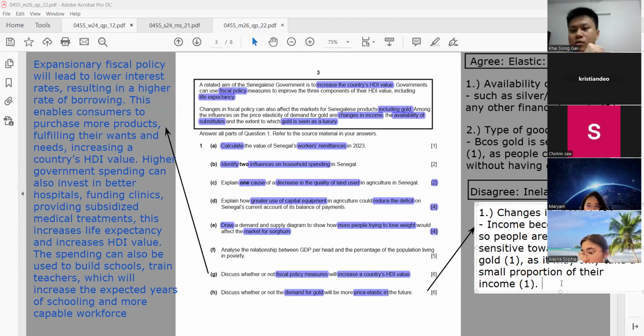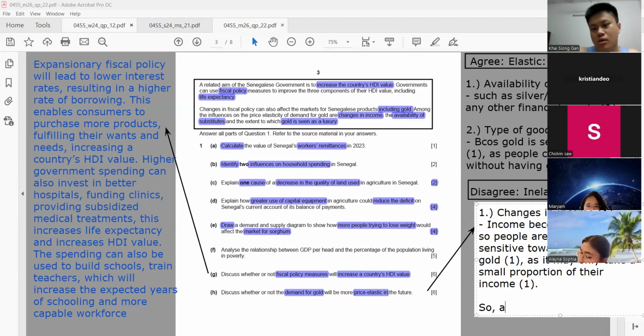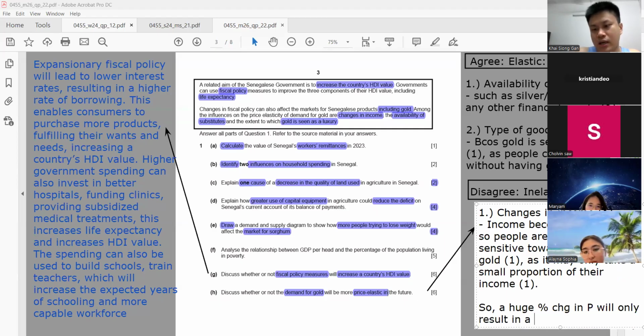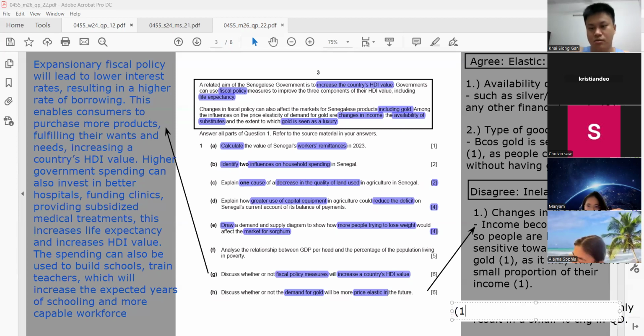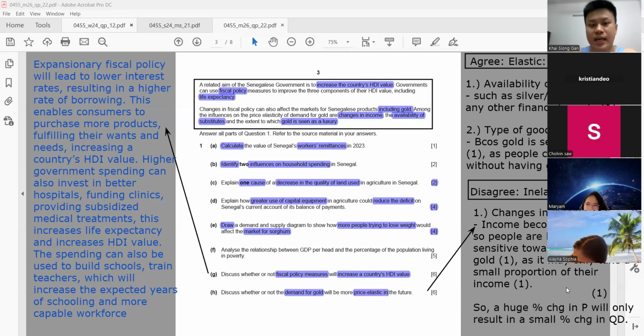So therefore, people are not price sensitive, right? You can explain a bit more. Hence, a huge percentage change in price will only result in a small percentage change in quantity demanded. Settle. Full marks, this one. Very good. Okay, done. Put 5 stars for this question. I want you to put 5 stars for this question. 1, 2, 3, 4, 5.